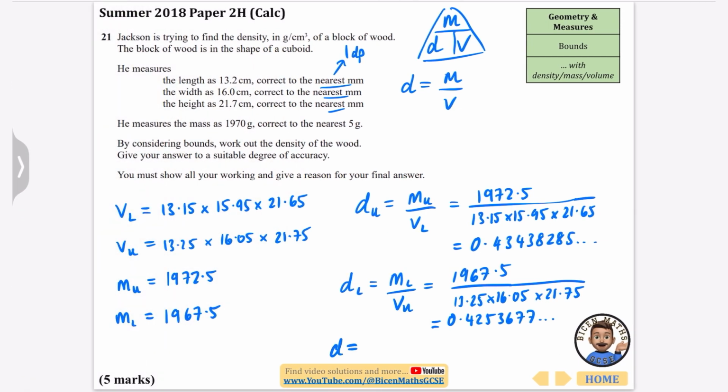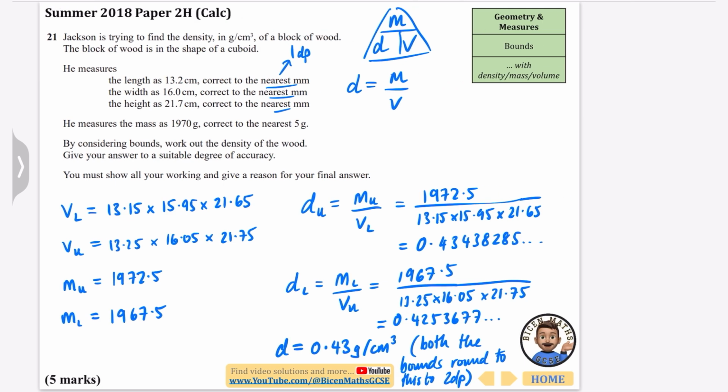So we're going to actually say what the density is equal to. If you compare both of these numbers to two decimal places, they're both going to be 0.43. So I'm going to say that the density is 0.43, and we were doing here the mass, which was in grams, divided by the volume, which was going to be in centimetres cubed. So it is 0.43 grams per centimetre cubed, and I'm going to say both the bounds round to this, to two decimal places. Let's see if we've got this one right.